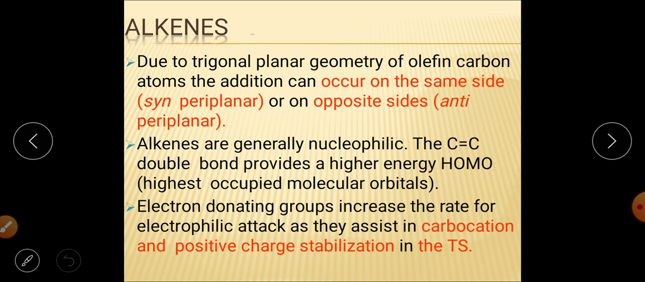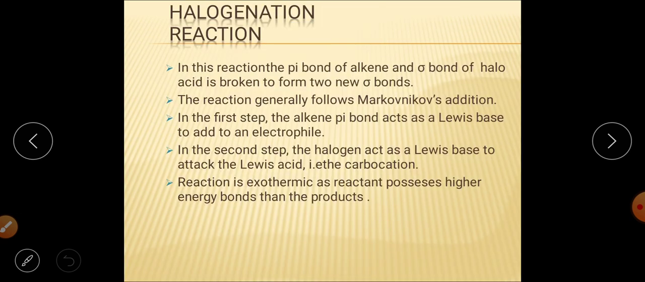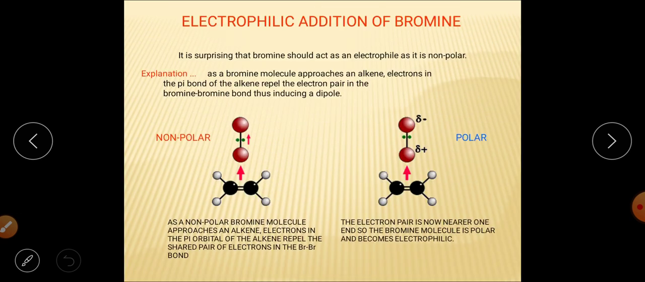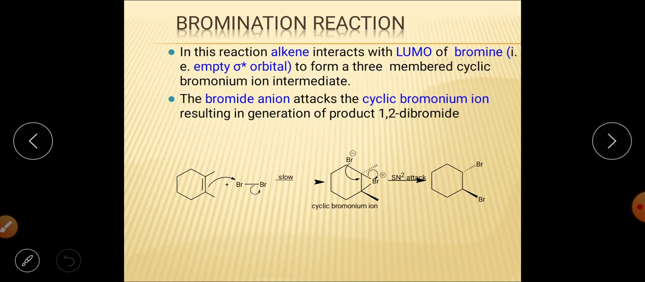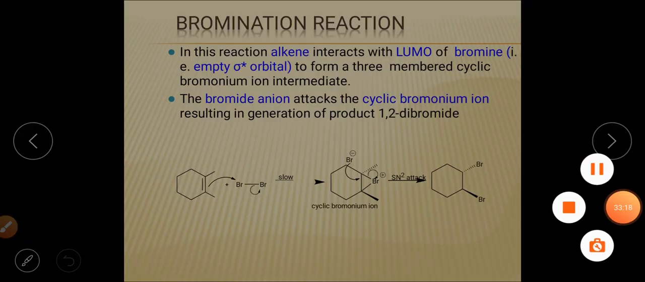You have heard about the addition reaction of alkenes, and today we discussed in detail the halogenation reaction, that is the bromination reaction, which is a case of anti-addition reaction, and we discussed the stereochemistry of this reaction. Tomorrow we are going to discuss more reactions of alkenes.